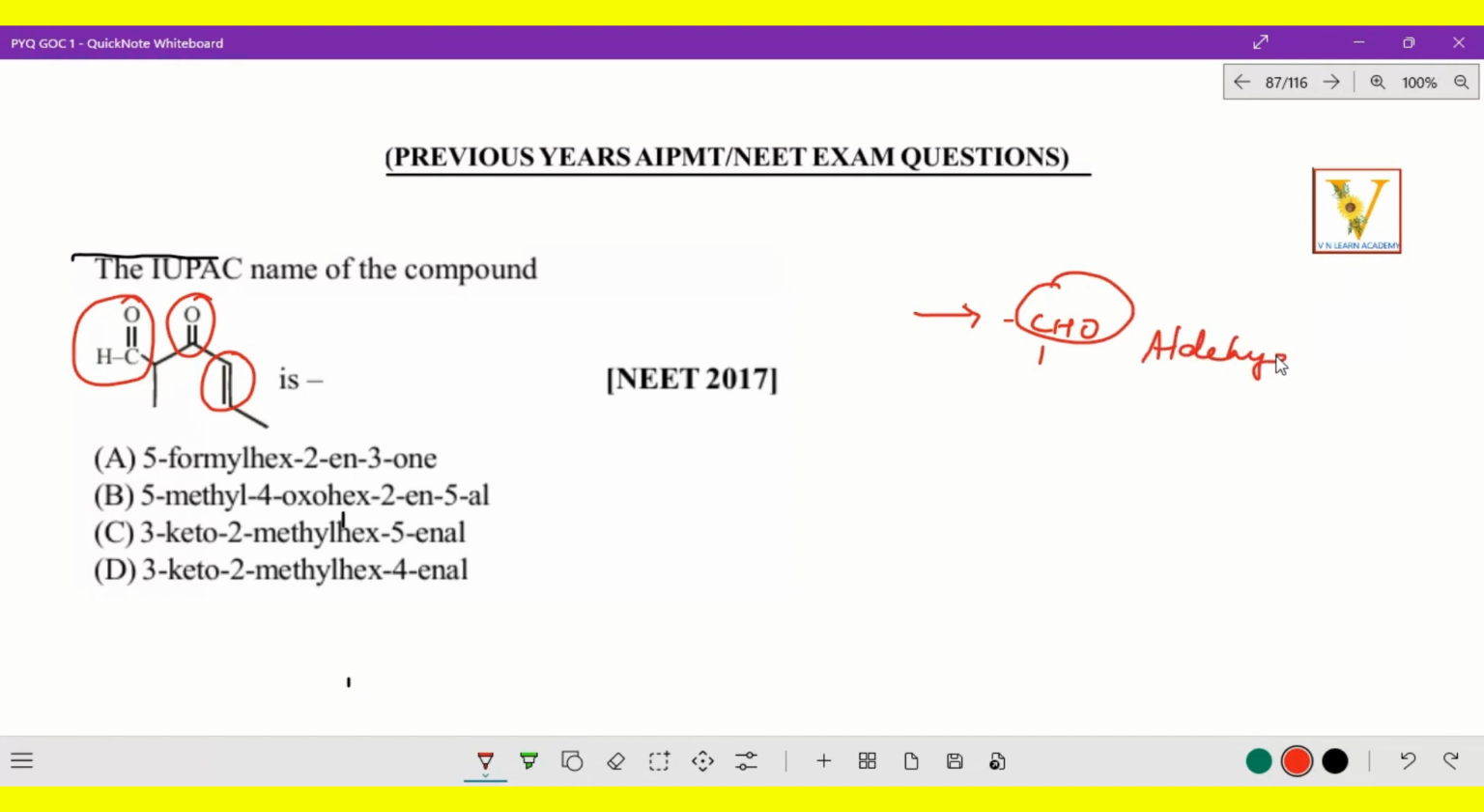So the aldehyde group is the functional group, so we have to give the numbering 1. In that way, the keto group usually comes on the middle carbon, right? So here CH3, and here also CH3. Usually the double bond, C double bond O, will come in the middle only, and this is the keto group, right? Next one, alkene. This is the alkene, where it starts.